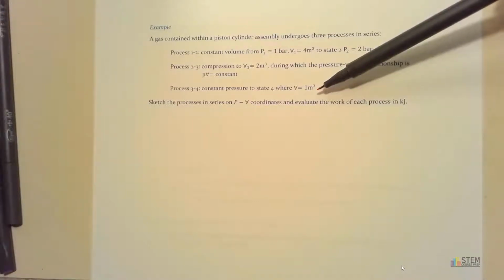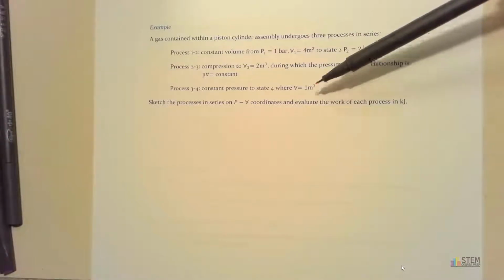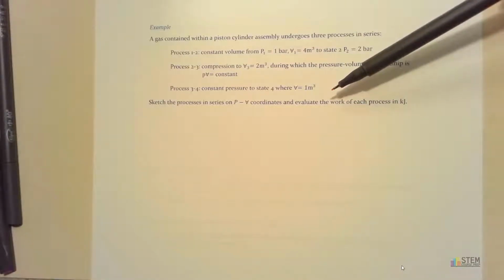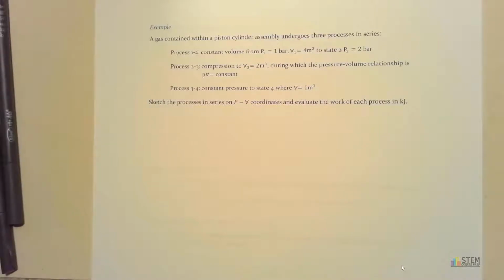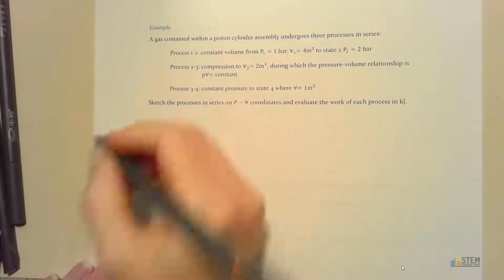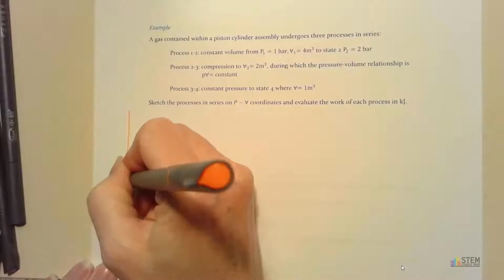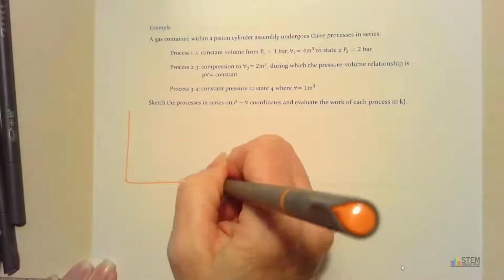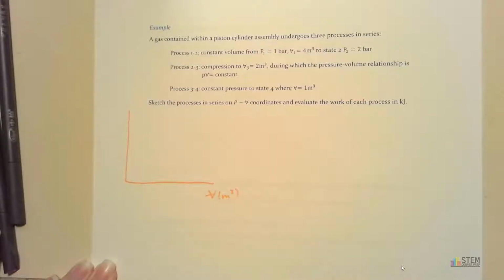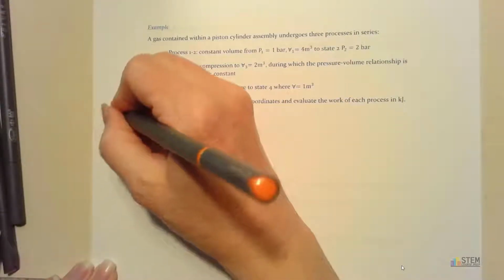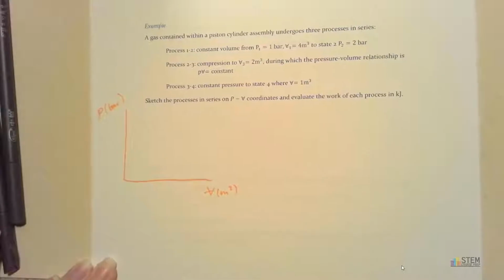What we want to do is draw the processes in series on the PV coordinates, and evaluate the work for each process. And we want units of kilojoules. So a few things to do there. So first, let's do the drawing. Put your units. So volume is going to go on the x-axis, pressure on the y-axis, like that.